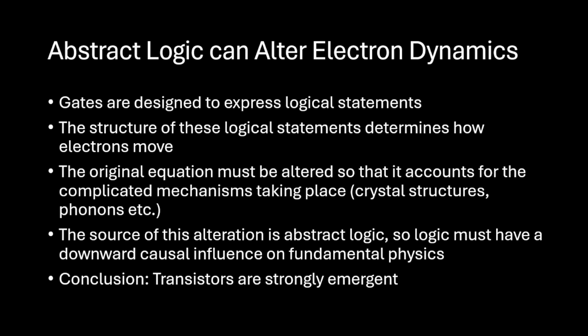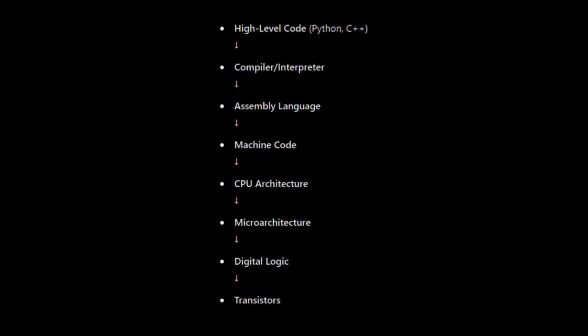Now, anybody who works with computers should know that computers consist of a huge number of emergent levels. At the lower level, we have transistors, but it goes up to digital logic, to microarchitecture, to CPU architecture, machine code, assembly language, compilers and interpreters, and high-level code. And these emergent levels are also examples of strong emergence because that high-level code that you write using Python or Java or whatever, it is having an effect on the way the transistors are behaving, which in turn has an effect upon the way the electricity is behaving.